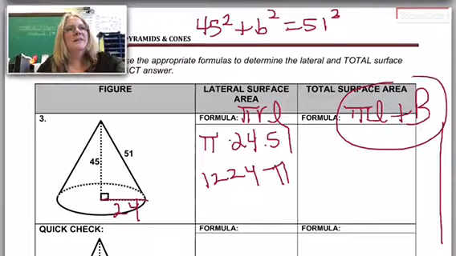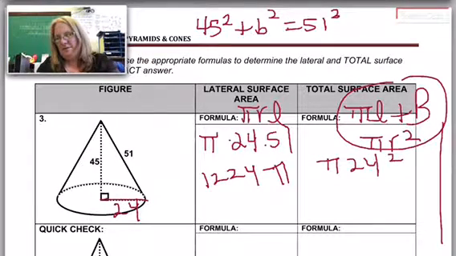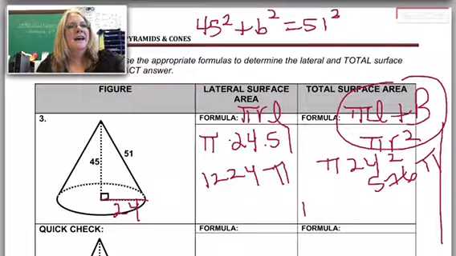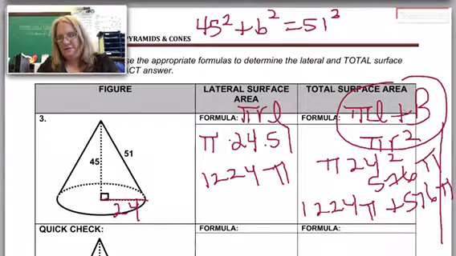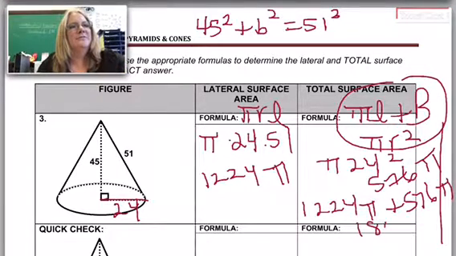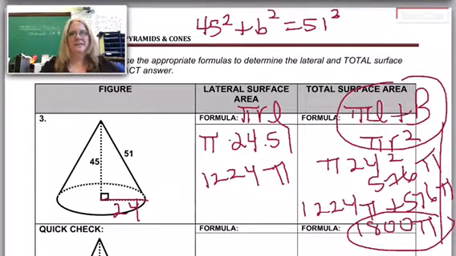And then to that we add the area of the base, and the base is a circle, pi R squared. So pi times 24 squared, and that is 576 pi. These are like terms, so we can add 1224 pi plus 576 pi, and we get 1800 pi. So I kind of ran out of room. But the total surface area is 1800 pi. All right, let's do the one below it.